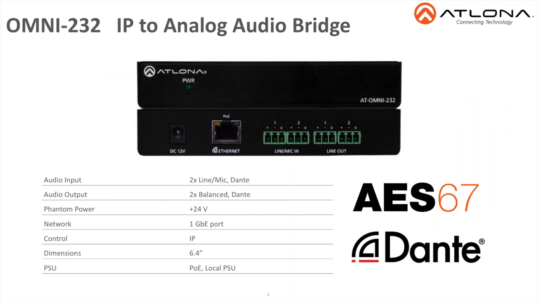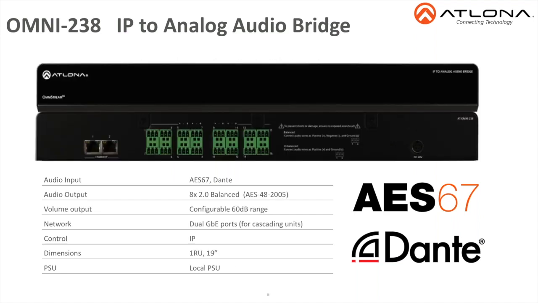The Atlona OmniStream 232 is a Dante networked audio interface that both transmits and receives 2 channels of audio over a network. It features 2 balanced mic/line audio inputs with a selectable 24-volt phantom power, as well as 2 balanced line level outputs. The OmniStream 232 lets you integrate microphones and other sources using Dante, and it's the ideal bridge into facility-wide Dante audio systems for conferencing, presentations, paging, and even background music. And when paired with an OmniStream VC2 decoder, you can also bring de-embedded audio from an HDMI source or embed Dante audio for a display.